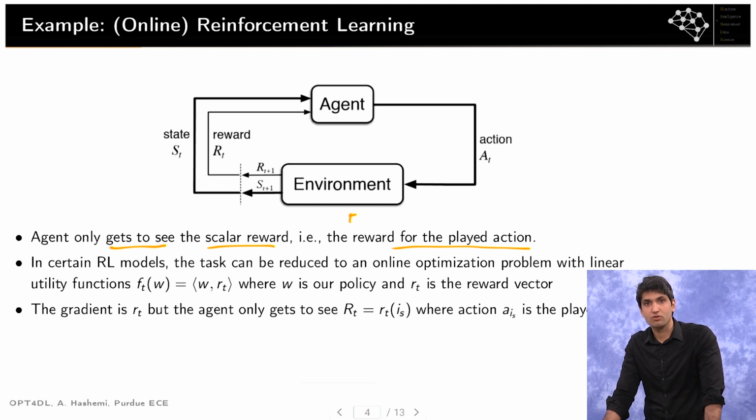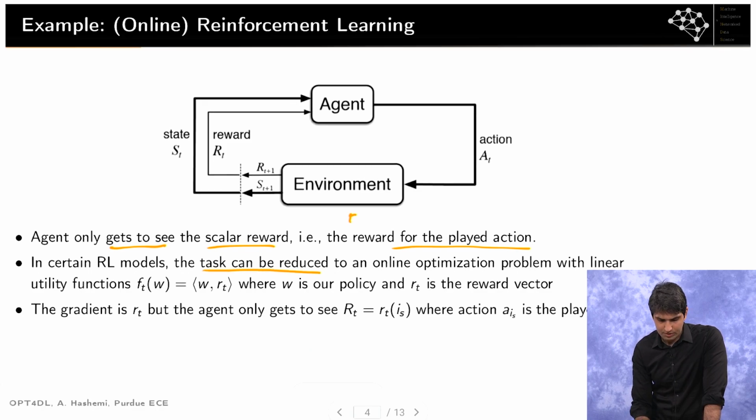Let's say the agent decides to go left, and then it gets a reward for this specific action. So it doesn't know how it would have performed, especially in the online cases, if it would have gone forward, backward, or right. So basically, we have only a partial observation of this crucial information. Now, one very simple way to talk about this mathematically is to show that the task can be reduced to an online optimization problem.